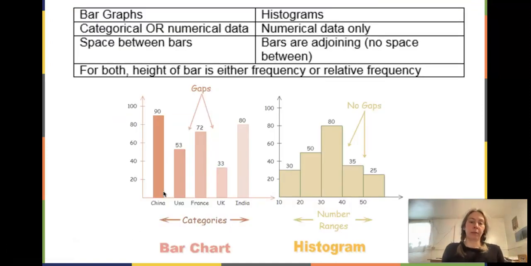So this is a good summary of the difference between the two. Gaps, no gaps, categories on the horizontal axis versus number ranges in this case, or number values, or you could just say a number line on the horizontal axis. And again, the vertical axis is either frequency or relative frequency. In this case, it looks like it's frequency.